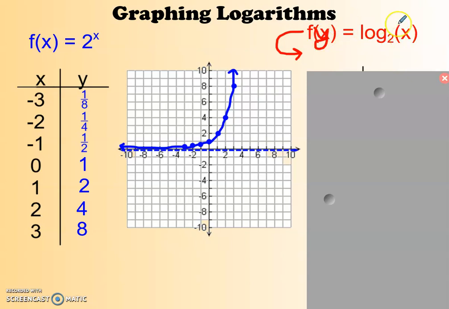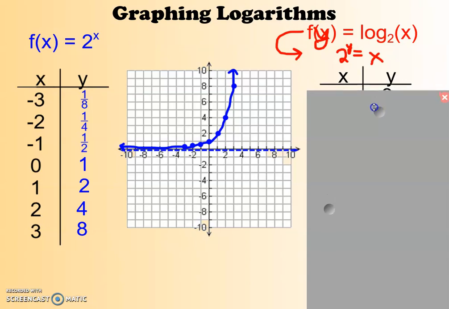So let's switch from logarithmic form to exponential form. Now we've had several lessons on this. Remember, the base is 2. So 2 raised to this number, y. Remember, logarithms are exponents. 2 to the y equals x. So this is what I want to graph. 2 to the y equals x. So I'm going to set up an xy chart.